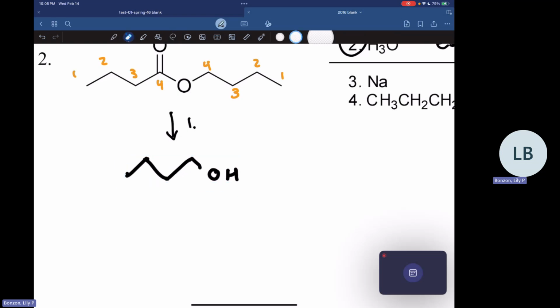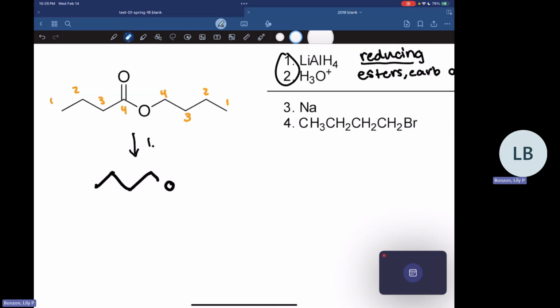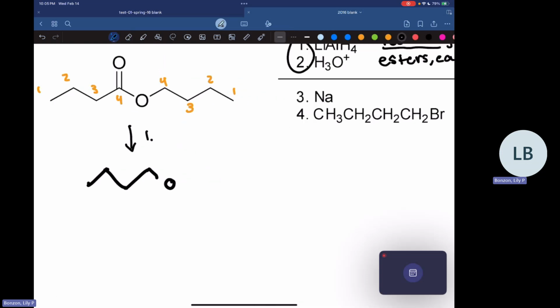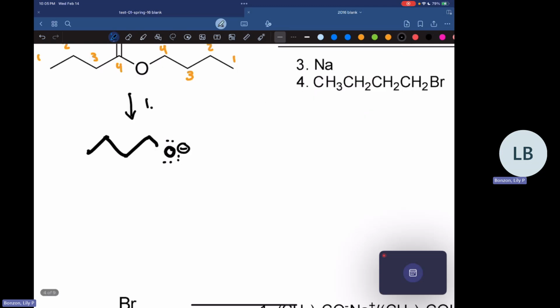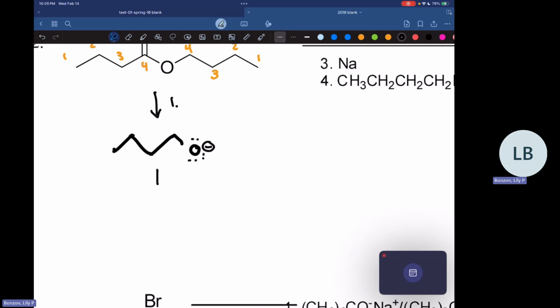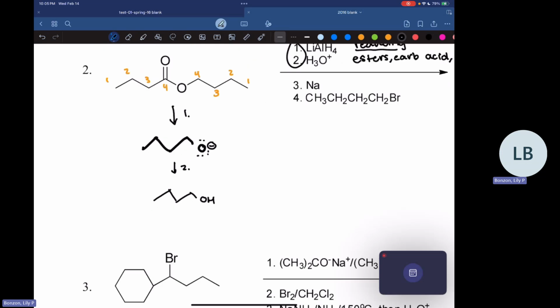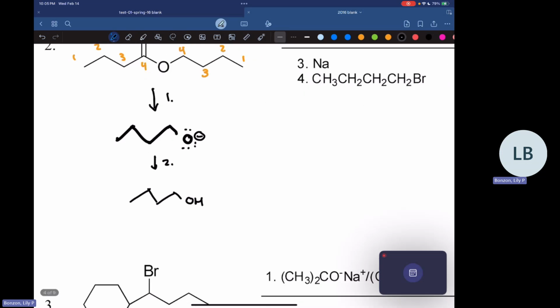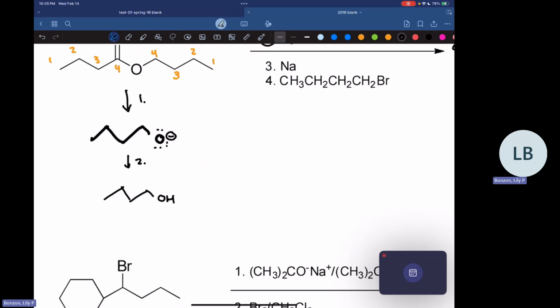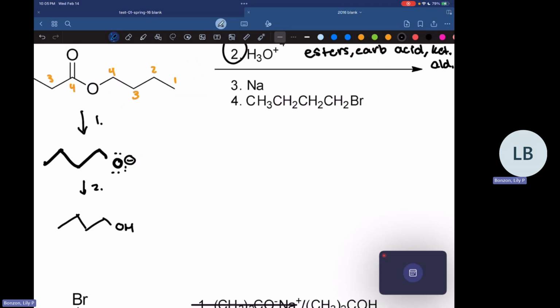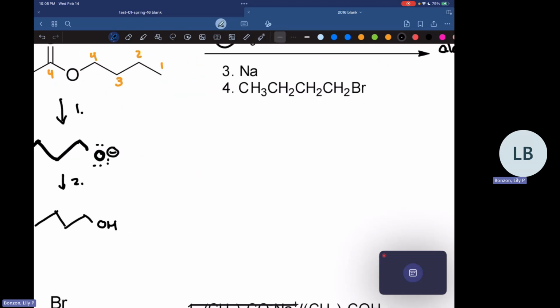All right. And actually, I'm getting ahead of myself. So LiAlH4 will turn this into an alkoxide, and then step 2, the H3O+, is where we're going to get that alkoxide to be protonated. So you can just write this as step 1/2. I just wanted to show a little bit more detail of what happens with that second reactant.